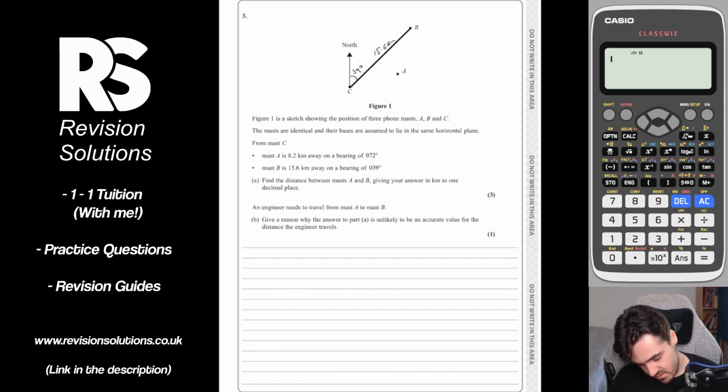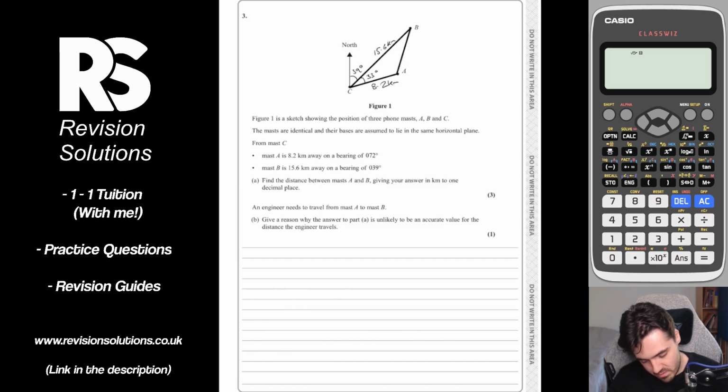Then if we put in the other side of our triangle, C to A, its bearing is 72 degrees, but if we take away the 39 degrees already on the diagram, that would make this angle 33 degrees, and the length is 8.2 kilometers. And in part A, we're interested in the other side that I haven't drawn in yet, which is here to here.